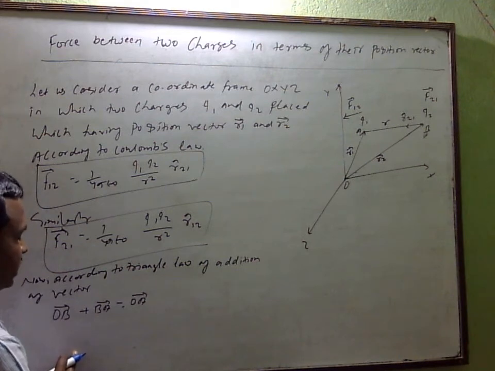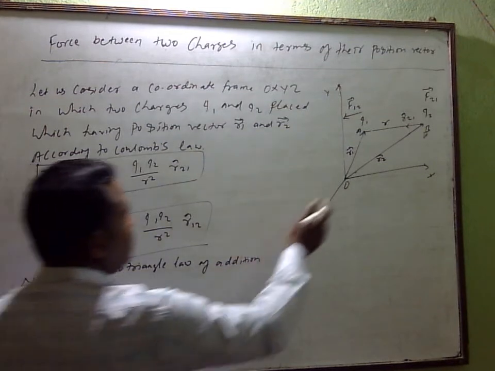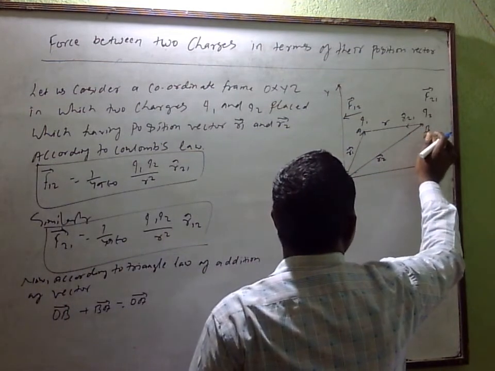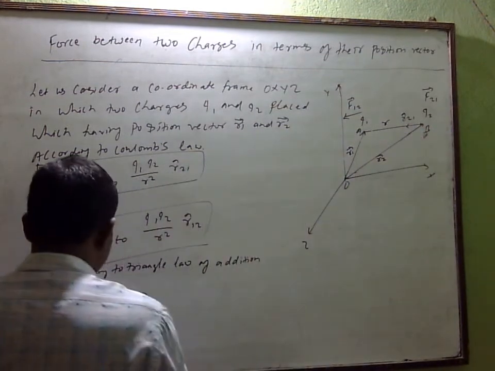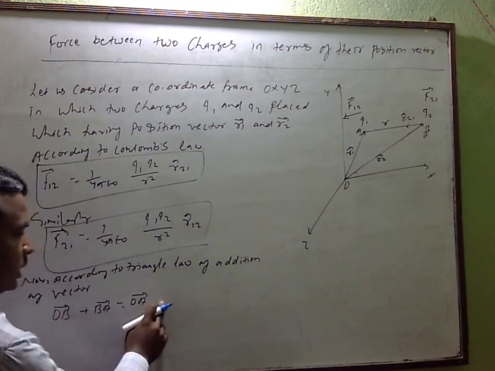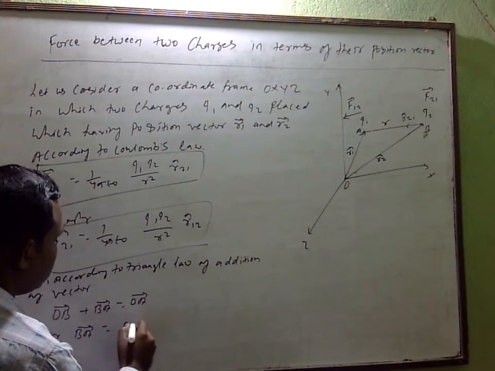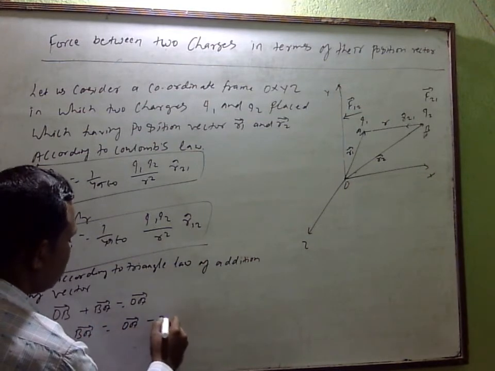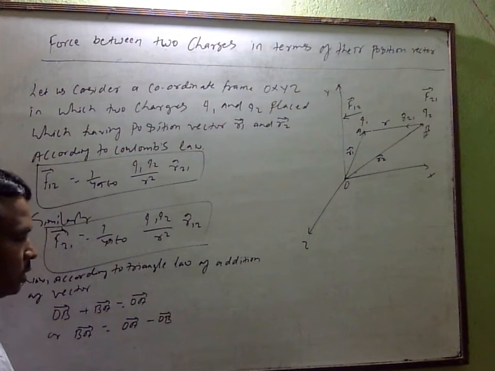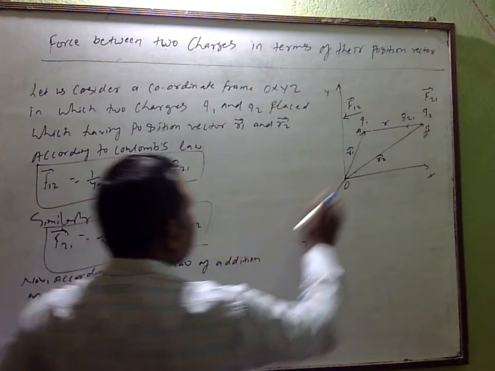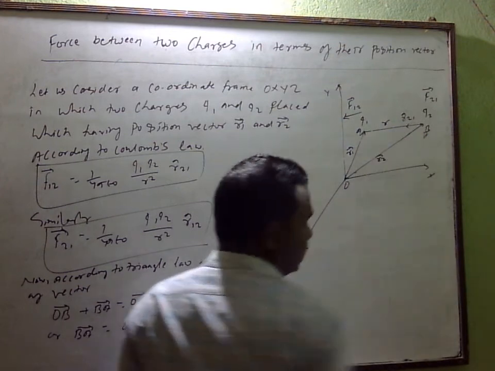But we have to find the value of BA, this one. So we can write vector BA equals OA minus OB. Can we write like that? And what is the value of BA? Here it is R.